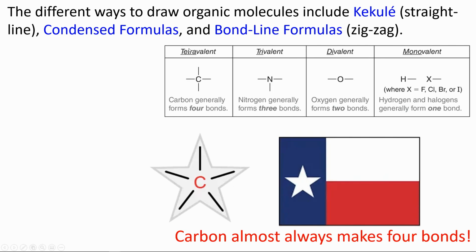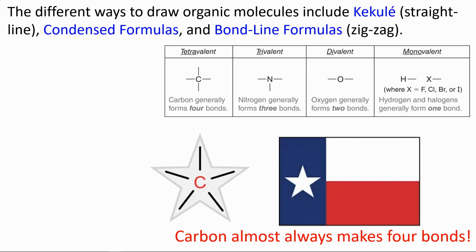Some of the other atoms that we're going to be focusing on and utilizing readily throughout organic chemistry are nitrogen, oxygen, and the halogens. Nitrogen is a trivalent atom. So every neutral nitrogen is generally going to form 3 bonds. Oxygen as a divalent atom is generally going to form 2 bonds. And the halogens as well as hydrogen are going to form 1 bond.